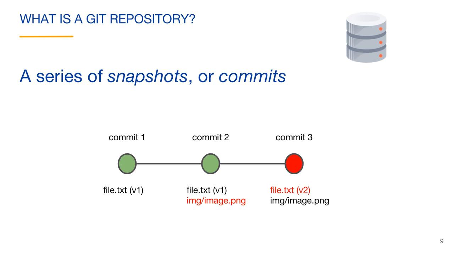In commit 3, the file.txt file was modified. You can think of that as version 2 of the file. The project at commit 3 therefore contains a modified file.txt file and the image.png file. Notice that the project has gone through a series of continuous improvements with the help of Git.